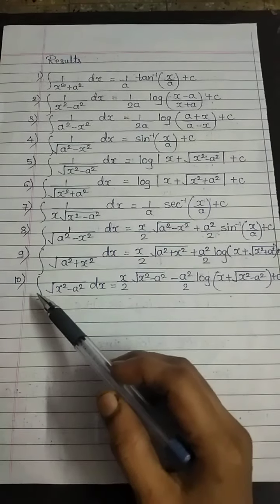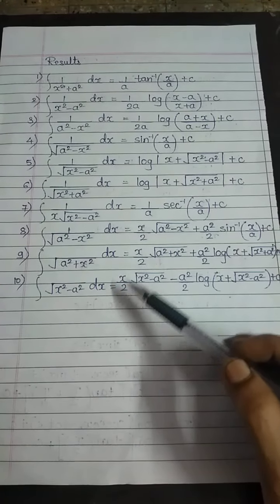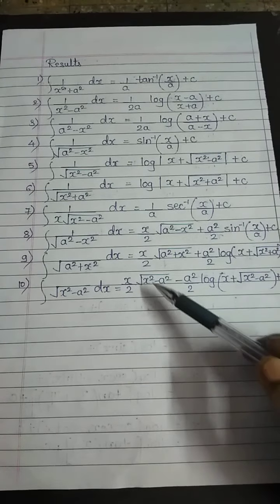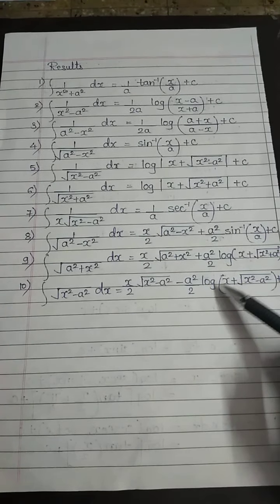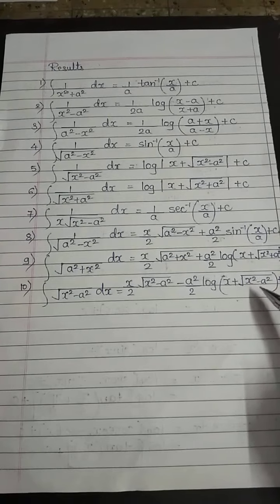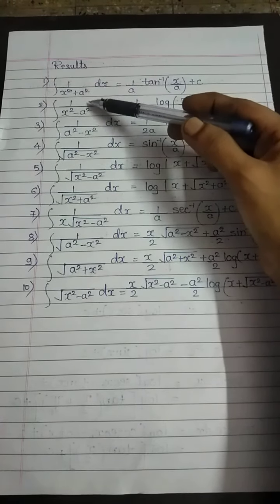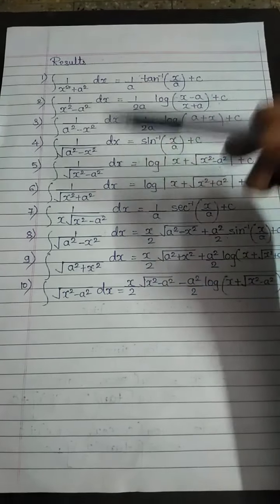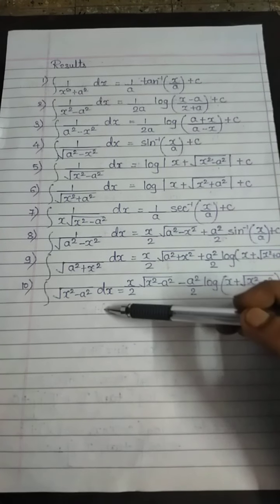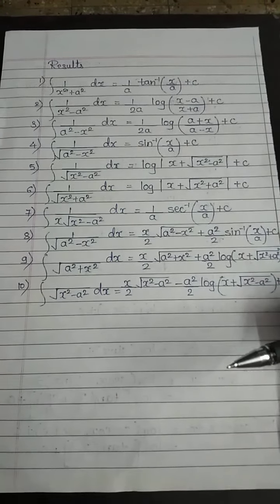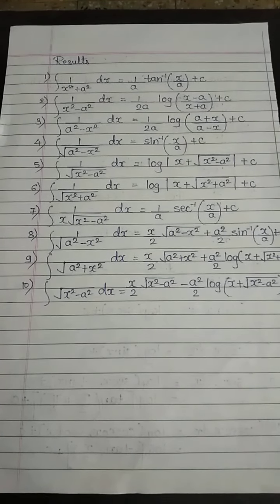And finally the integration of under root x square minus a square dx is equal to x by 2 under root x square minus a square minus a square by 2 log of x plus under root x square minus a square. Now if you observe, these three formulas are of one type, and these three formulas are of one type, and all these formulas are useful for the integration of perfect square functions.